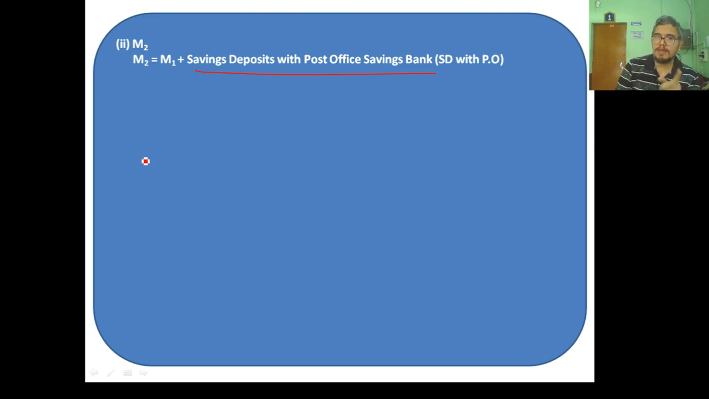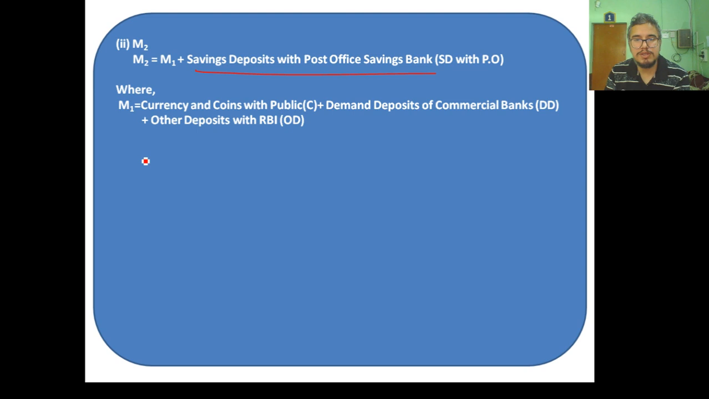Now earlier in M1 we have discussed demand deposits. Okay, in demand deposits, current deposits and savings deposits were discussed, but that of commercial banks. Here on top of that we will add savings deposits with post office. Okay, savings deposits with post office will be added to M1 to give you M2. Okay, hope you have understood this.